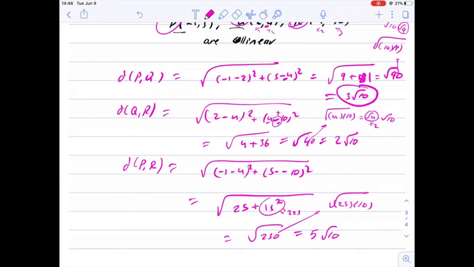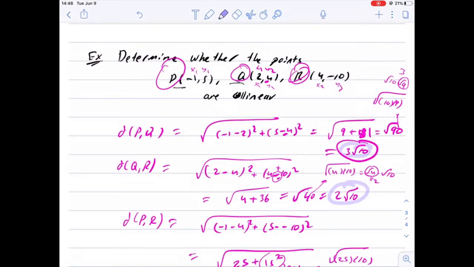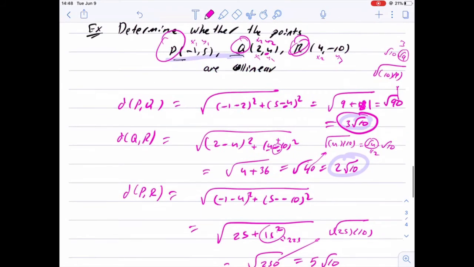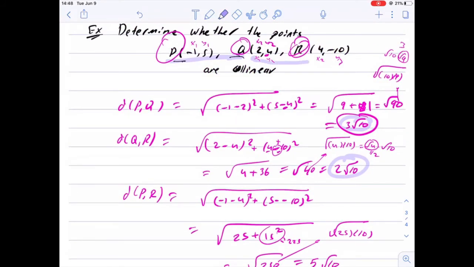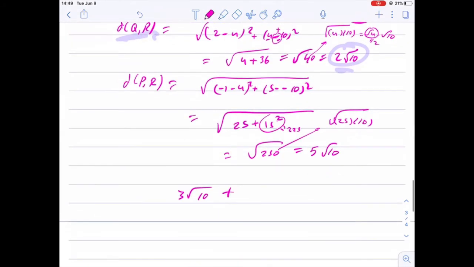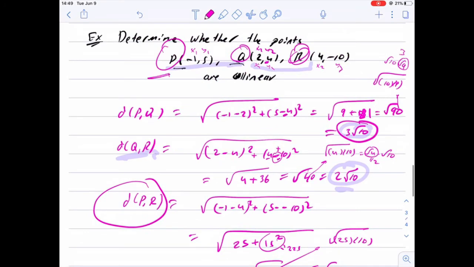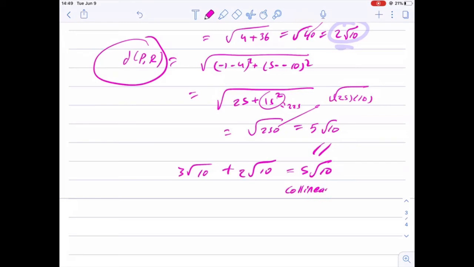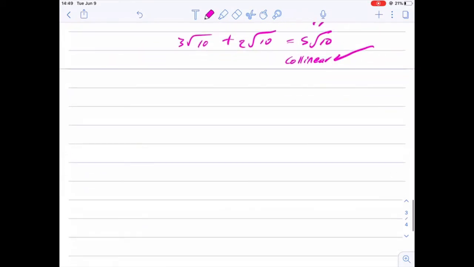Now let's see. If we add this to this, I mean from P to Q, this distance is 3 square root 10 plus, now this distance from Q to R, Q to R is 2 square root 10. This gives 5 square root 10, and that's equal to the whole distance from P to R. That means they are collinear. Now that was the first section.